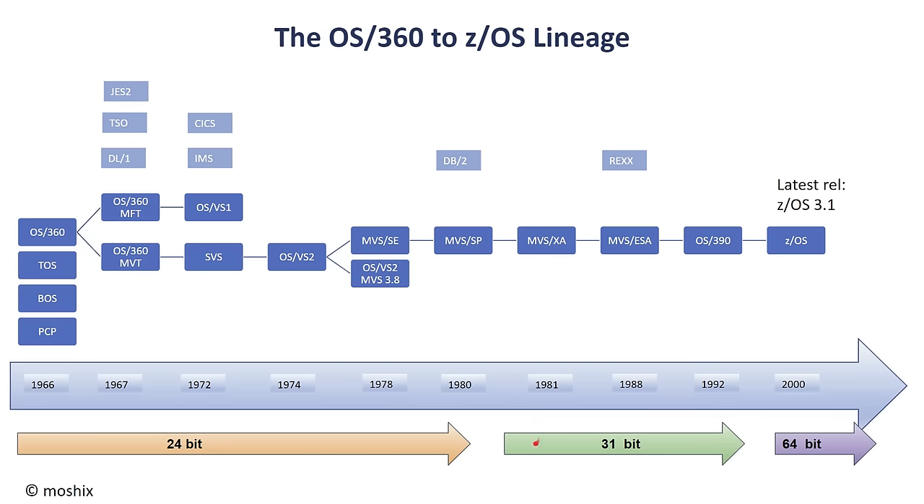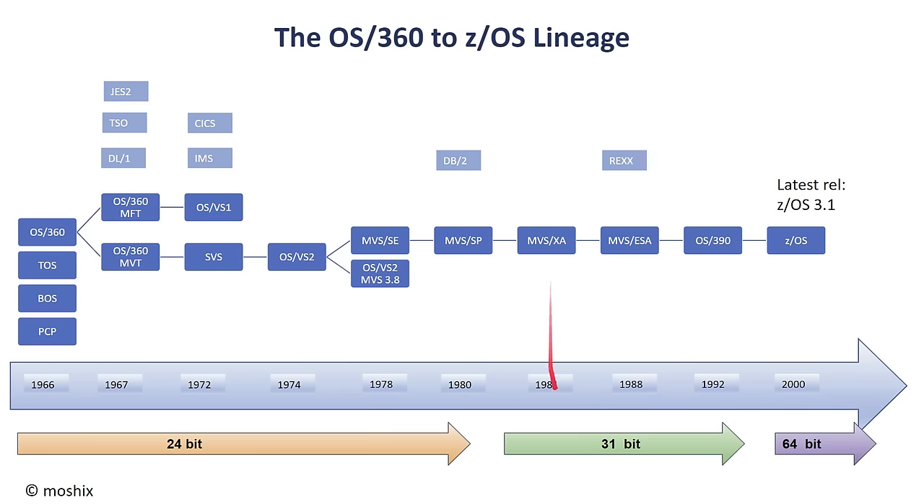1982, around that time, IBM introduced 31-bit operating systems and also, of course, hardware that would be able to address memory at 31 bits, starting with the IBM 3081, 3083 and 3084 mainframes, on which I worked back in those days.